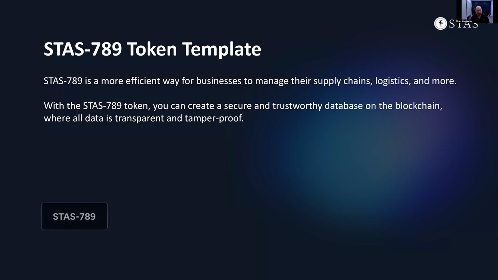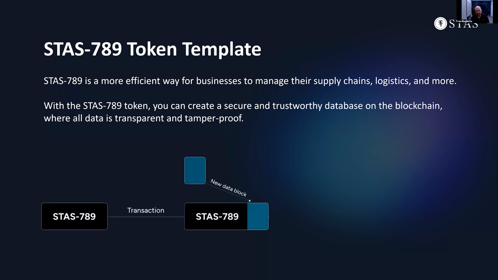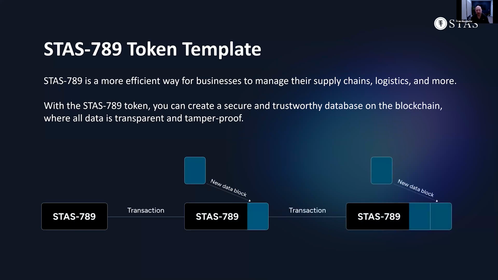So a STARS 789 token can be issued, you make a transaction, you add a new data block, and then you can make another transaction and add another data block. You can also add multiple data blocks in a single transaction as well. So it's not limited to a single part.